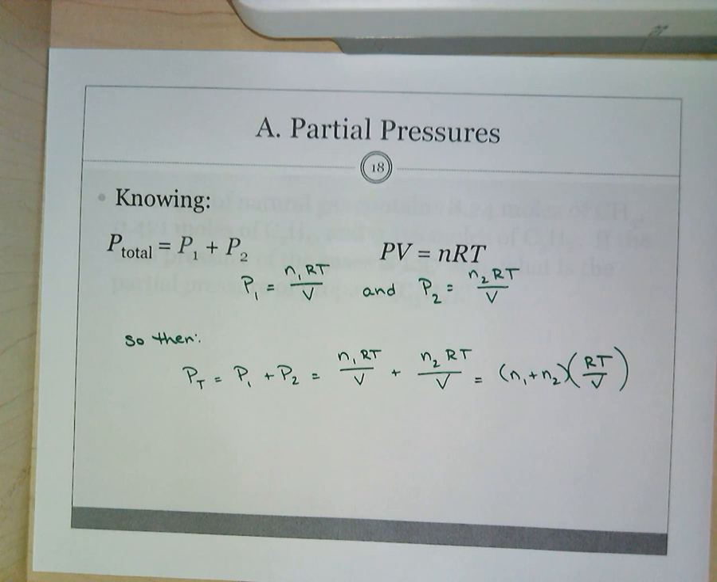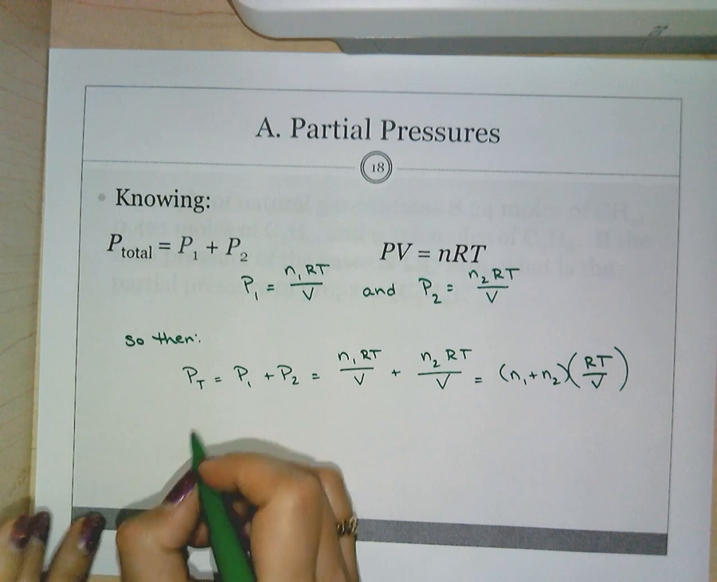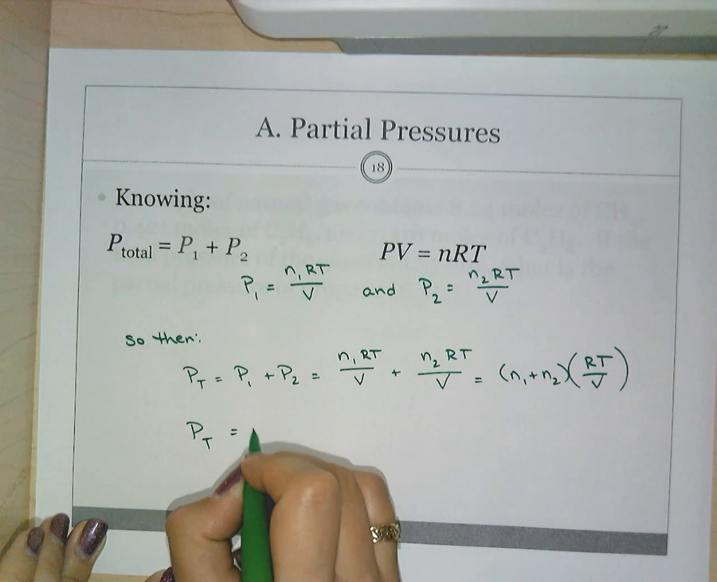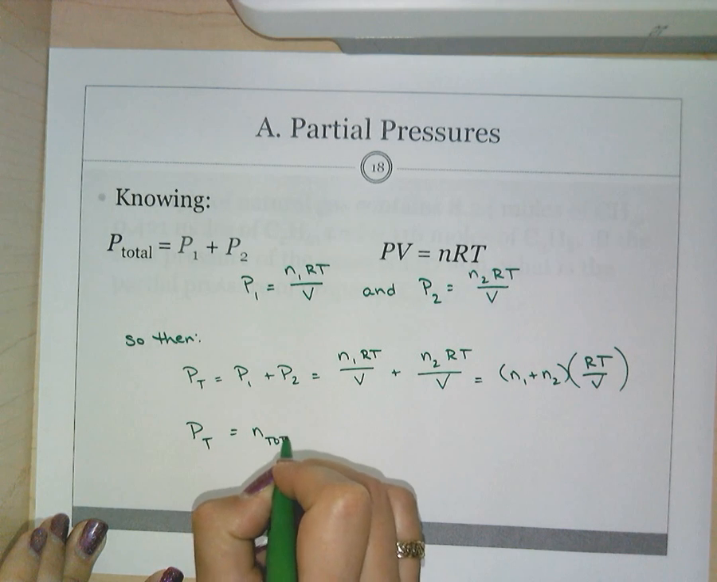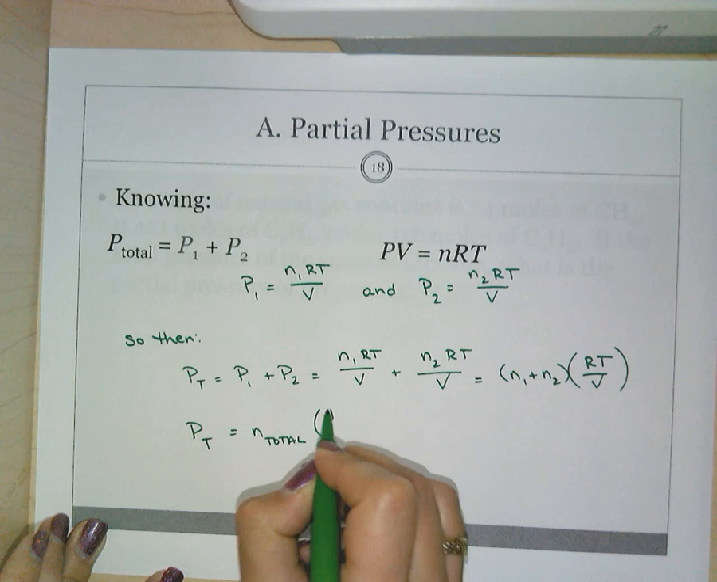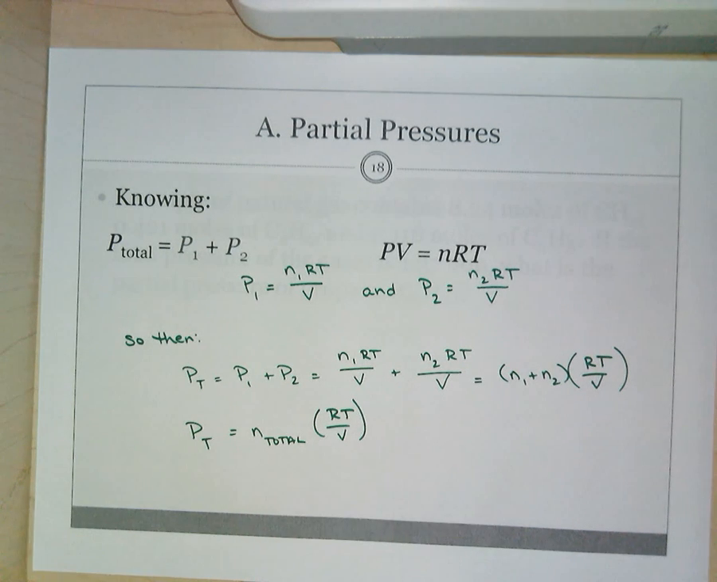In fact, I'll even go one step further. Whoa. n1 plus n2 is all the moles, so I'm just going to call those total. Good so far there? Everybody followed my incredibly tricky math? Excellent.